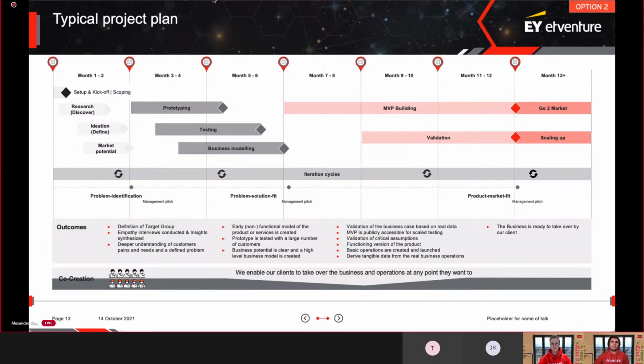This is how a typical project plan looks at our projects. First 2 months, we discover, do an ideation, identify a market potential, and then come to the problem identification. The second phase of prototyping, testing, and business modeling brings us to the problem solution fit within kind of 3 to 4 months. And then we have the iteration cycles all the time, and from months 6 to 12, you have this MVP building and scale up phase. I just showed this to you because this is what you are going to do in the hackathon in a couple of days. But we are doing this in a couple of months, usually with our clients.